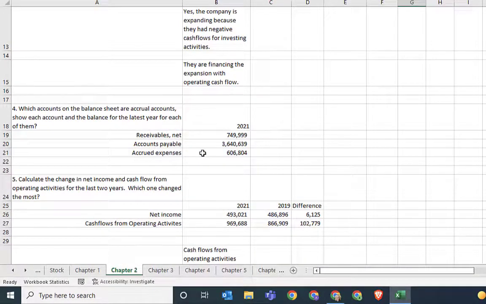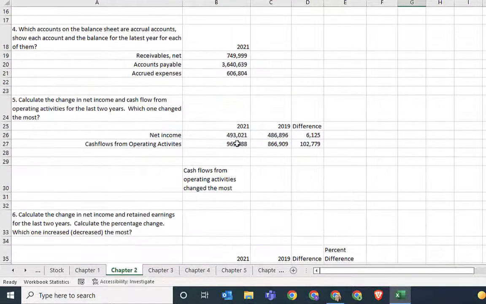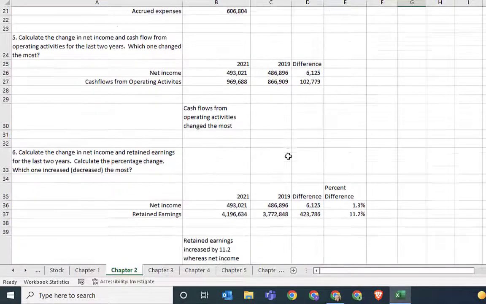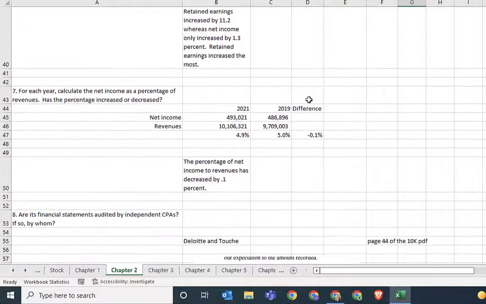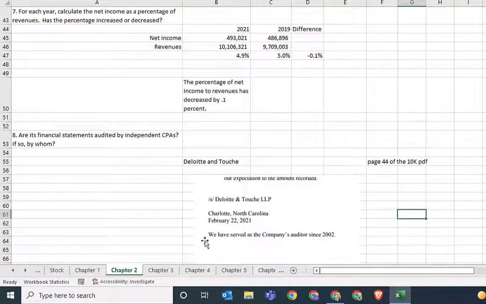And then I would look at the differences between net income and cash flows. So my cash flows actually went up. That's a good thing. And my net income went up. My retained earnings went up. Now, my percentage net income of revenues, I would say that's a dead even. It would be nice if it went up, but that's not a big deal. So far, I'm very positive about this company financially.